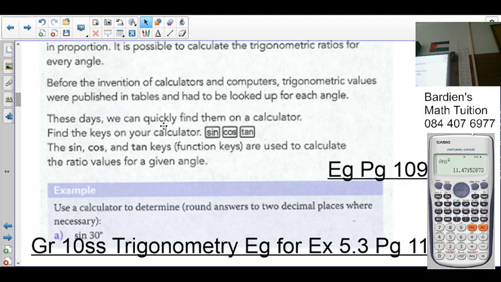These days we can quickly find them on the calculator, find the keys on the calculator. Look at the calculator, we have sin, cos, tan. You all see this sin cos tan on the calculator. Now on top of the calculator, tell me what you see there. Your calculator must have the D. The D means degrees.